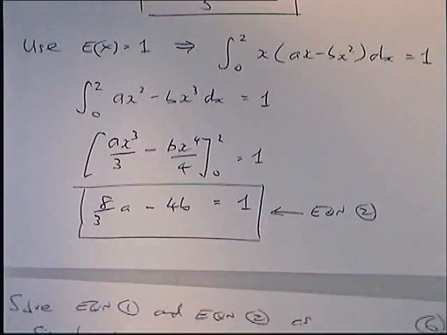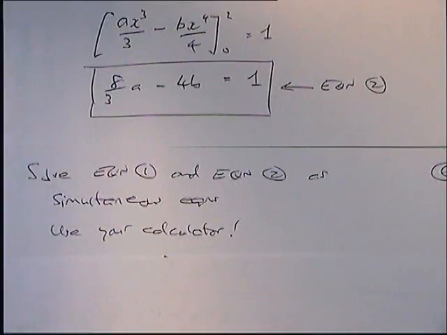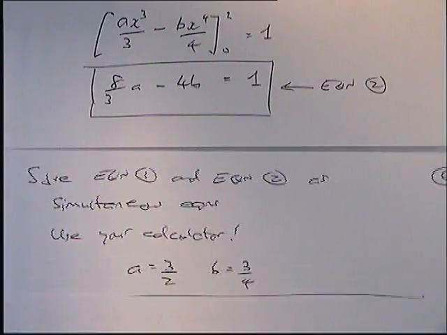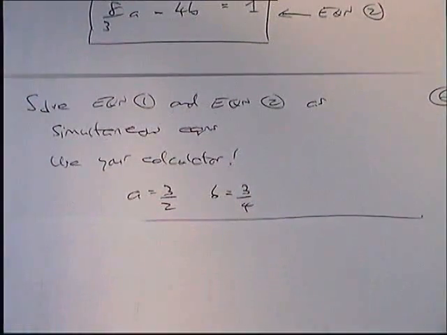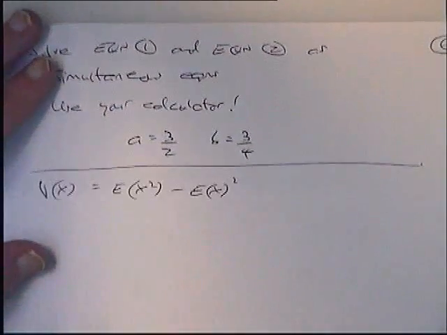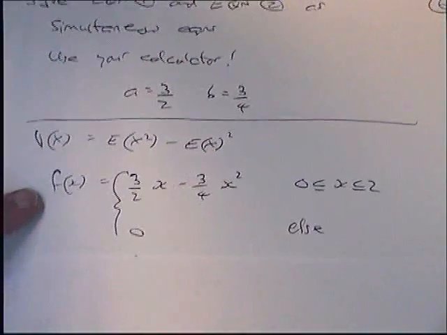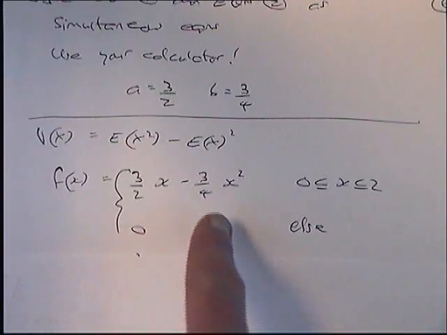Now the calculators these days should be able to solve linear simultaneous equations for you. You should just be able to type them in, and you get the values of a and b being 3/2 and 3/4. What I would then do in the question is rewrite my function with those values plugged in. So there's my function with the a and the b plugged in.